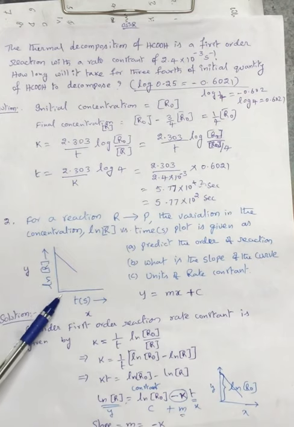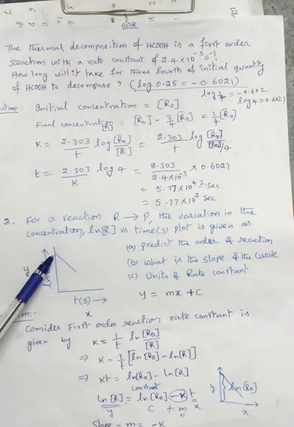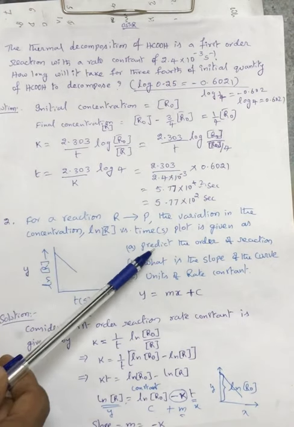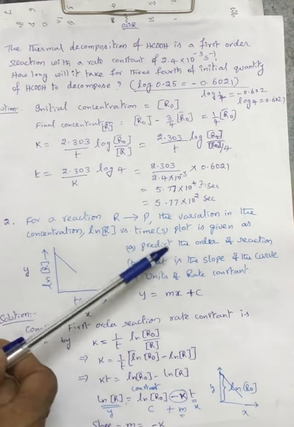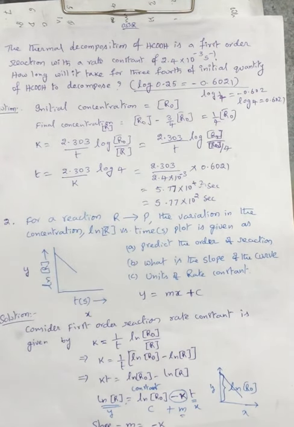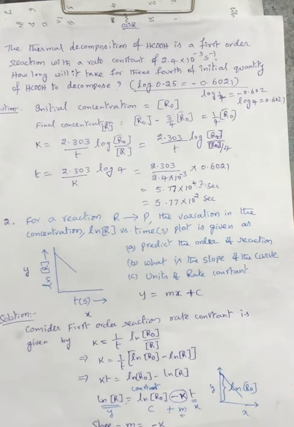If the line goes from the origin, it is y equals mx. If the line cuts the y axis somewhere, with an intercept, then it is in the form y equals mx plus c. This is general understanding. So now what they ask: predict the order of the reaction. They gave the plot and ask us to find the order of the reaction, then the slope of this reaction, and the units of that particular rate constant.